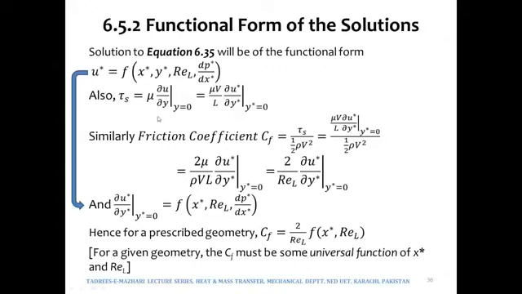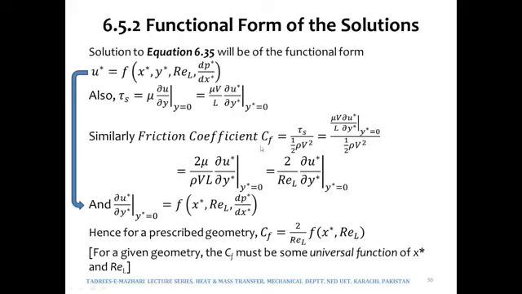Also, the shear stress can be written as mu du by dy, or dou u by dou y, and then we can put u as u star times v. So v would be taken out, and it would be dou of u star, and in the denominator it has dou y. So y can be written as y star times L, and since L is constant, it would be taken out of the differential sign. So we would have dou of y star left.